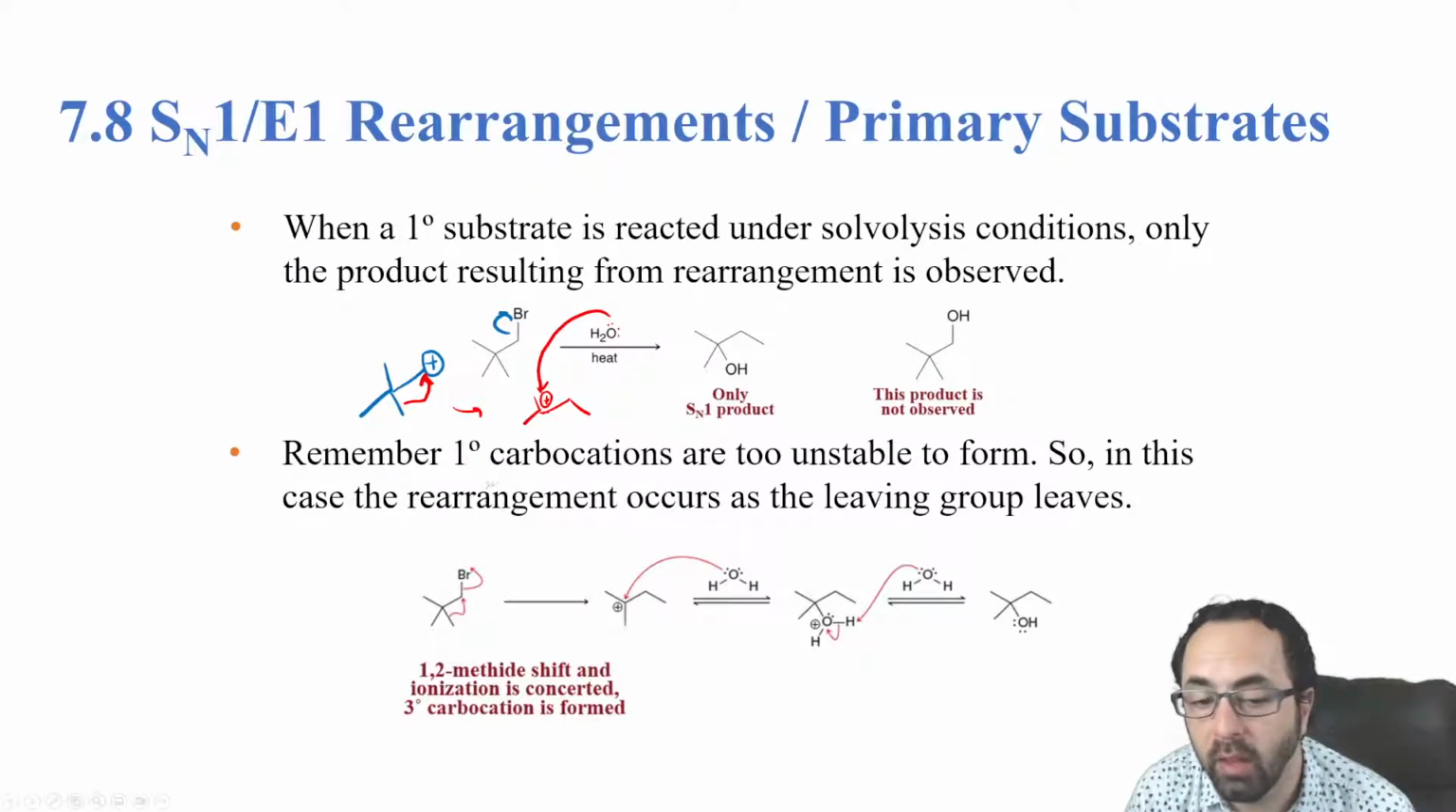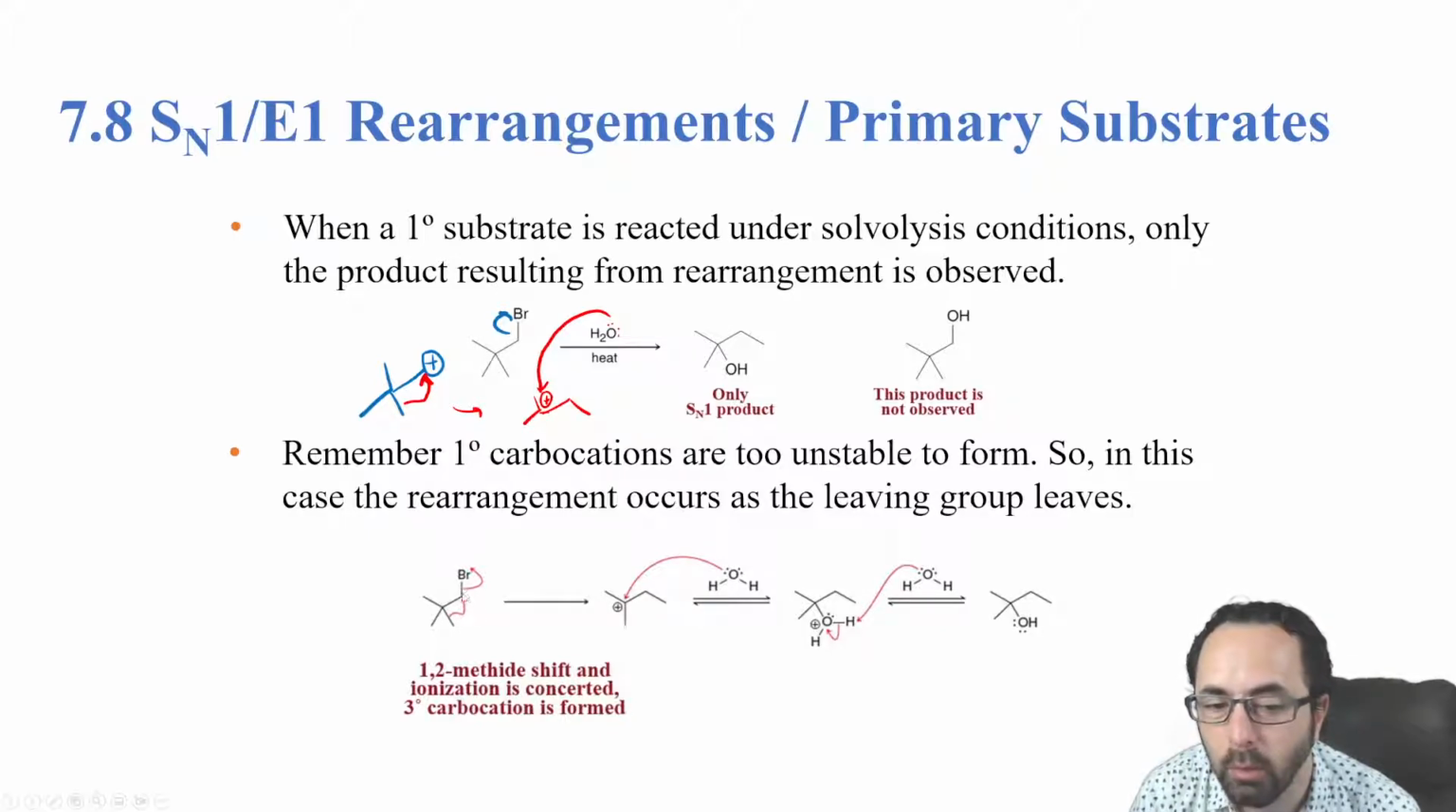So the thing is that primary carbocations are very unstable to form. Realistically, what's probably going on is the methyl shift is occurring simultaneously as the leaving. You don't have to draw it that way. Here I drew it as 2 steps: the leaving group leaving, and then the methyl shift.